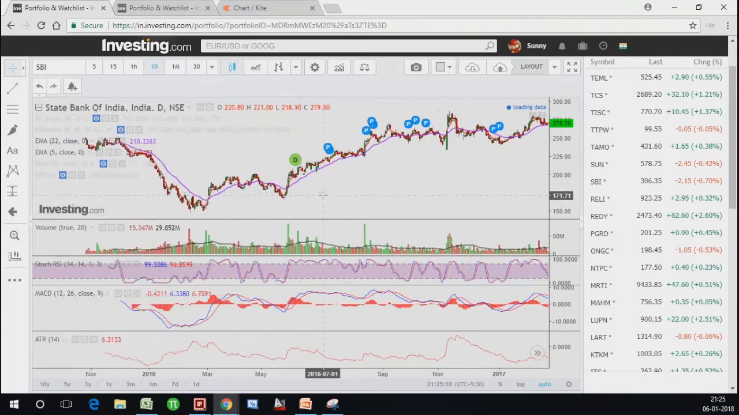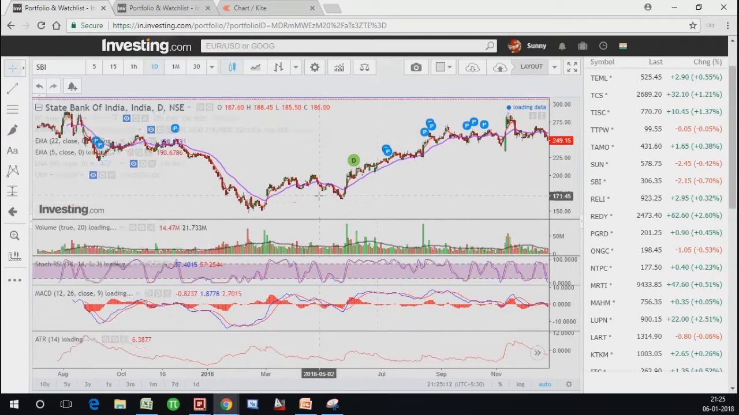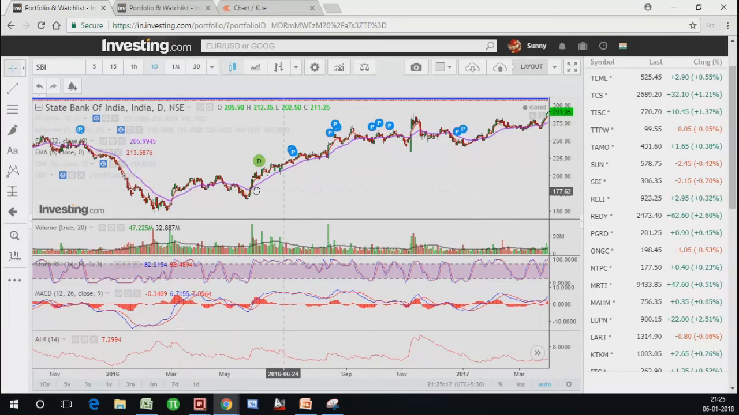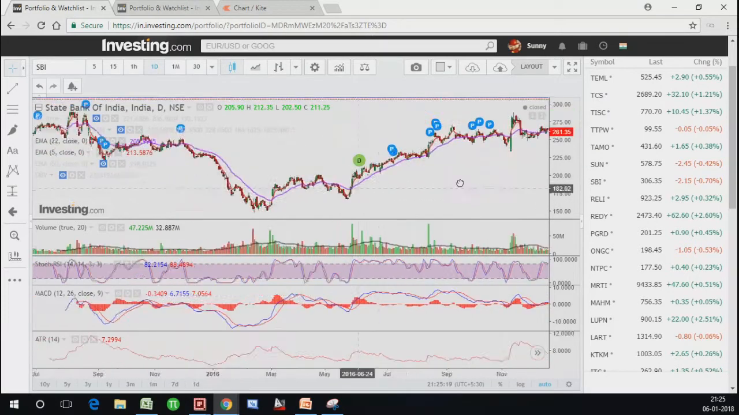I'm actually looking for trading trendless movement, you know, to consider a false breakout or something.